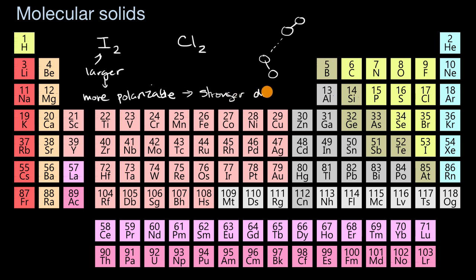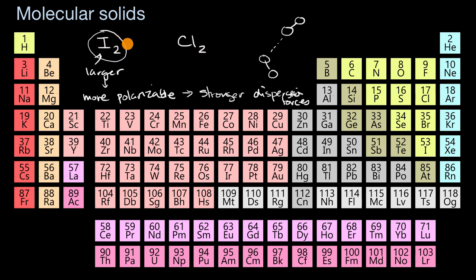Now, just as a reminder, these dispersion forces are between molecules. Each molecule has a covalent bond between two iodines, and then the dispersion forces are between the molecules. But because it has stronger dispersion forces, we would expect that a molecular solid formed by iodine is going to have a higher melting point than a molecular solid formed by chlorine.